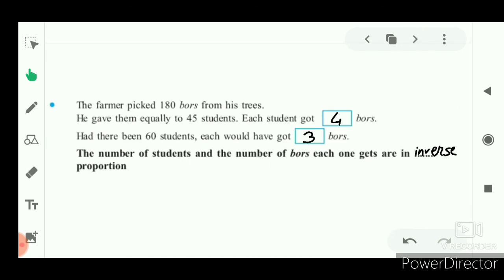A farmer picked 180 boards from his trees. Then if there were 45 students, then 45 students will get 4 boards.